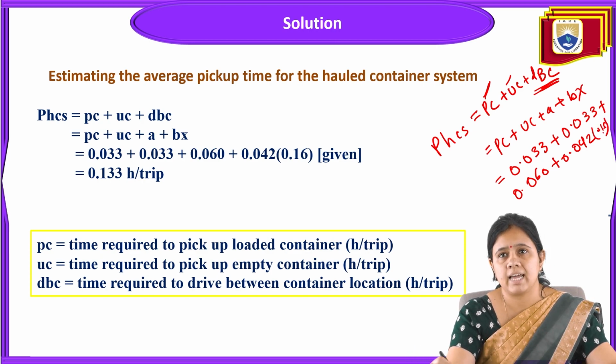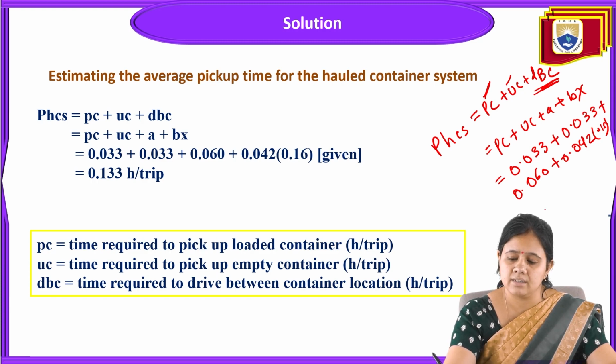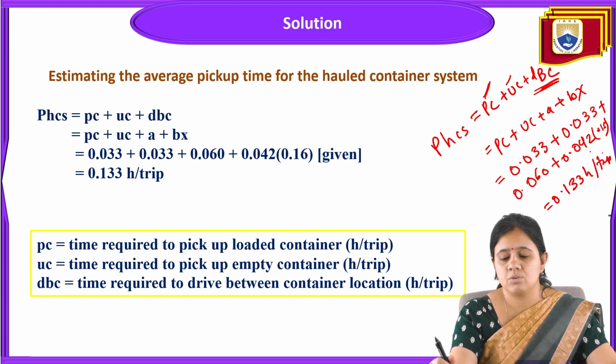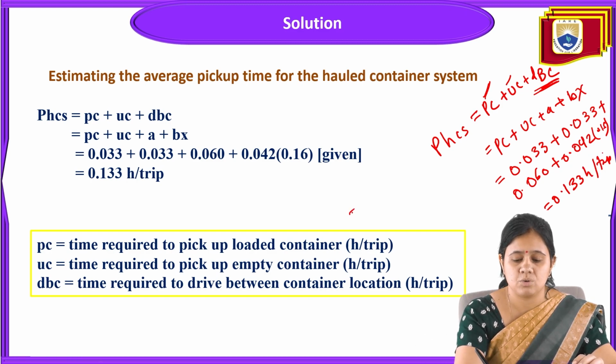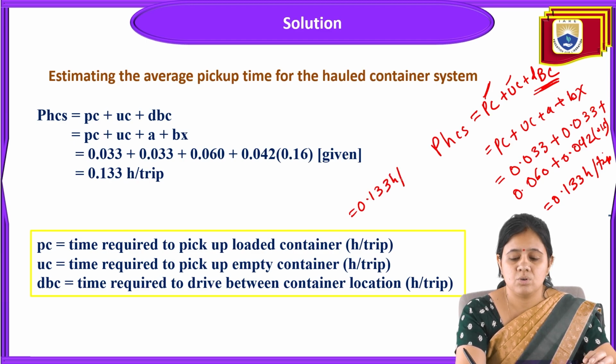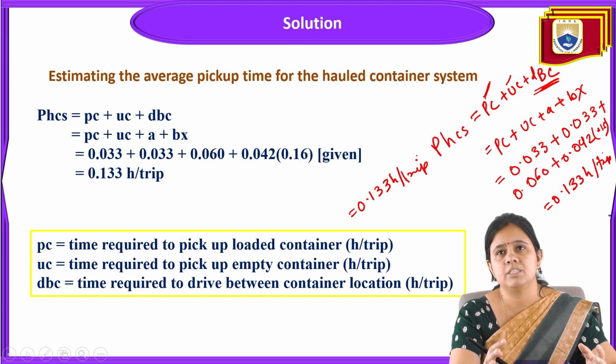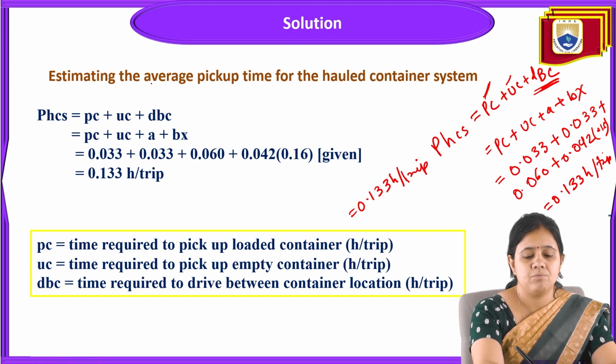So if we calculate all those things, we'll find that 0.133 hours are required per trip. So in a single trip, how much time is required? 0.133 hours per trip. Okay. So in this way we have calculated the average pickup time.